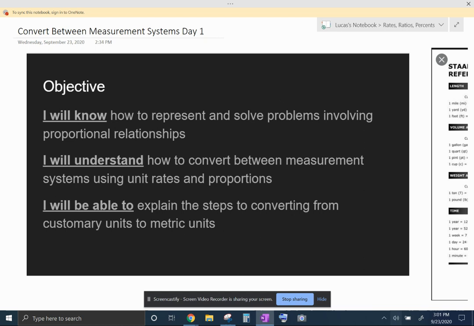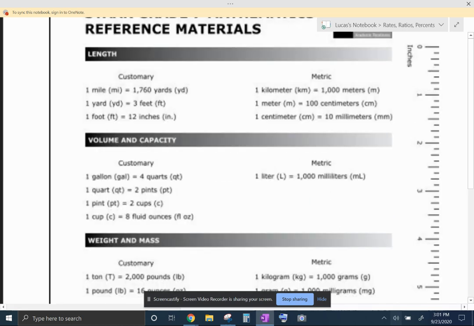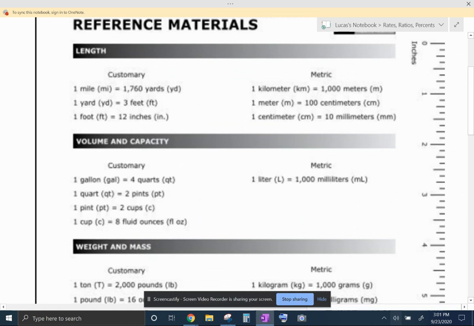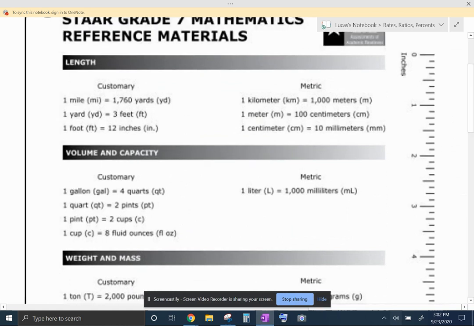Now, remember, we have two types of measurement systems. One is customary. The other is metric. Which one do we use in the United States? That's right. We use customary. That's the one that we use.